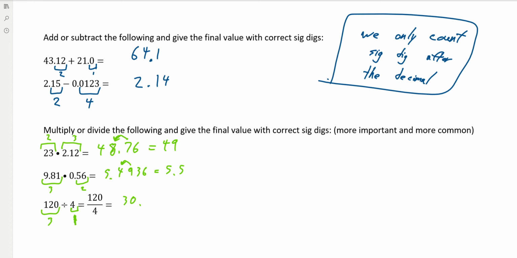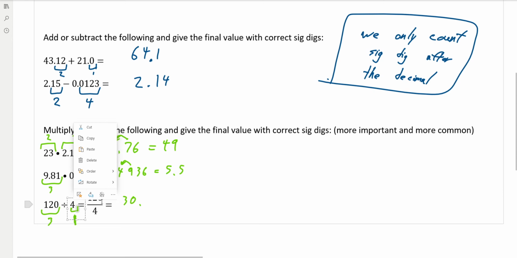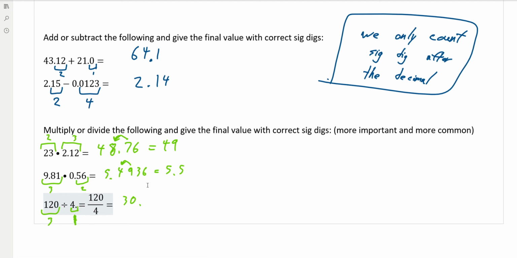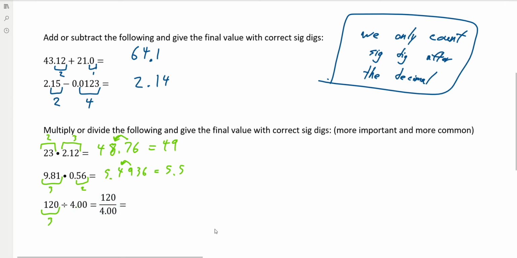So actually, let's just make a quick adjustment to our question. Instead of 4, we're going to make it 4.00 to prove a different point. The next video is going to be about scientific notation, which you need to know about in order to do this type of question, how it was before. But now we can do it.